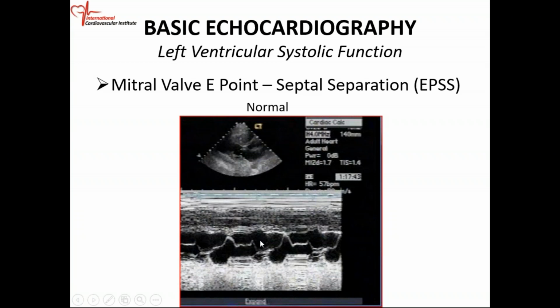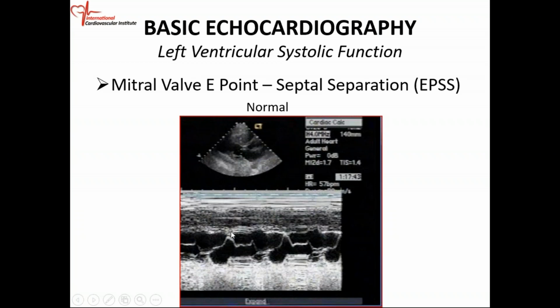But inside your LV cavity is your mitral valve, and this is what the mitral valve looks like. And this on top is your anterior mitral leaflet. So on top, and you can see it repeats itself. And if you follow your ECG, which is on top, this is your diastolic frame.